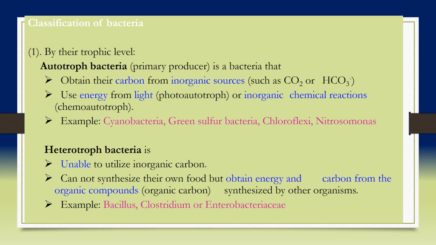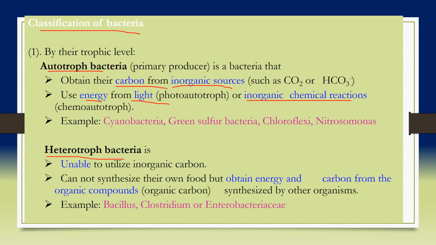So in the classification of bacteria, so untuk kita classifykan bacteria ada beberapa kriteria. So the first one is due to the trophic level, which is autotroph bacteria. So this autotroph bacteria obtain their carbon from the inorganic sources such as carbon dioxide, and then it will use the energy from the light and inorganic chemical reaction.